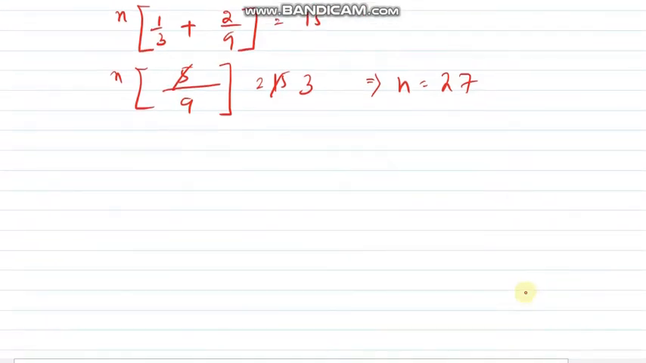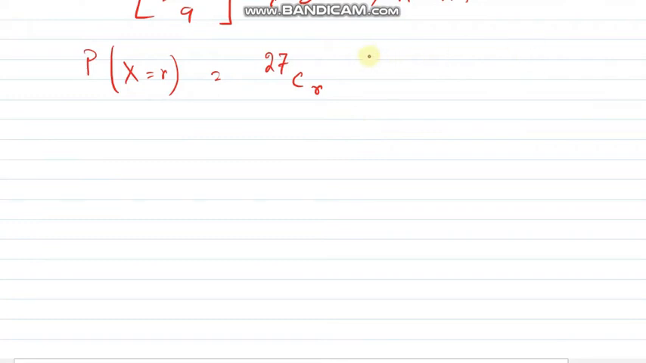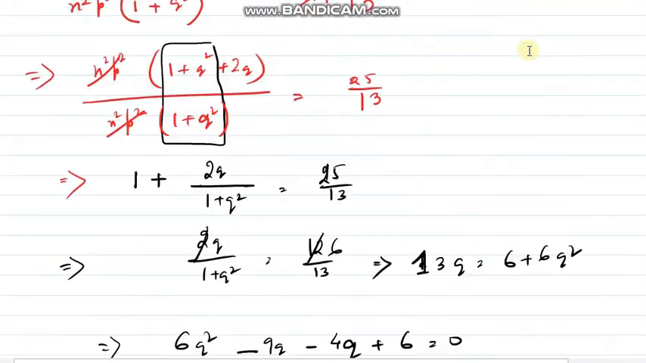So what will be the probability distribution? The binomial distribution will be P(X = r) = nCr, and what was my p? 1 by 3. So it will be 1 by 3 whole to the power r, and q is 2 by 3 whole to the power 27 minus r. There also you have to put 27. Is it fine? Please be very careful.